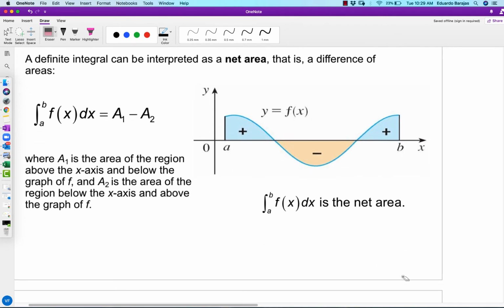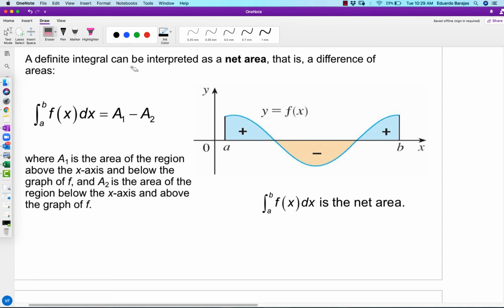So a definite integral can be interpreted as a net area, that is, the difference of areas. So the integral from a to b of f of x dx is equal to A sub 1 minus A sub 2, where A sub 1 is the area of the regions above the x-axis and below the graph of f, and A sub 2 is the area of the regions below the x-axis but above the graph of f of x, as we depict here.